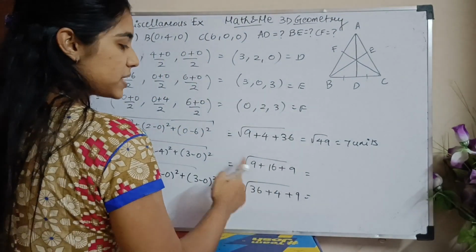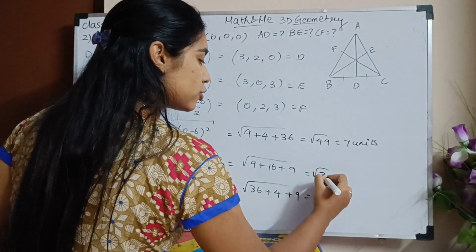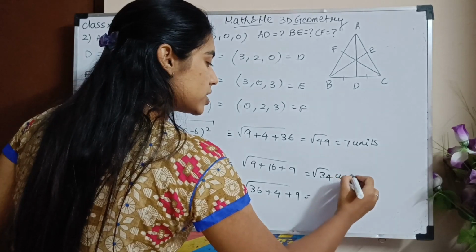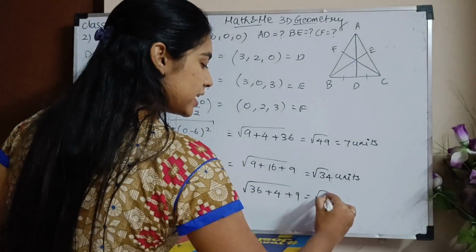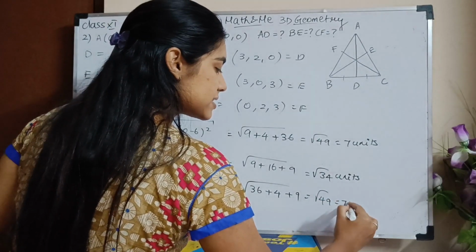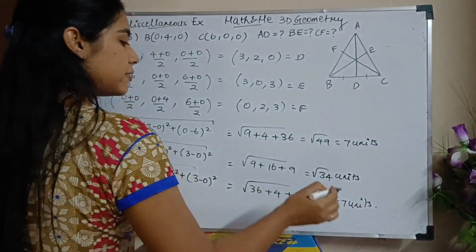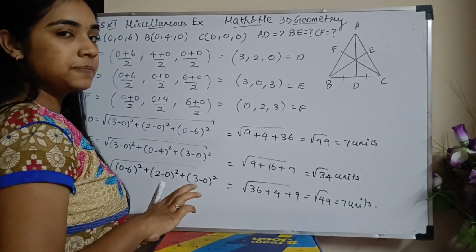And for this it will be 9 plus 9, 18, 18 plus 16, 34. So square root of 34 units. You cannot further simplify this. And this will be 36 plus 4, 40, 49 again. So 49, which is 7 units. So I found the lengths of the medians. Okay.